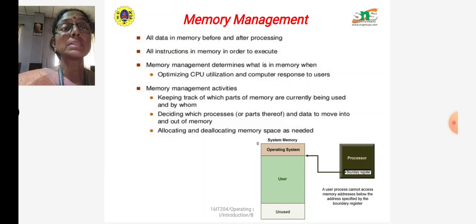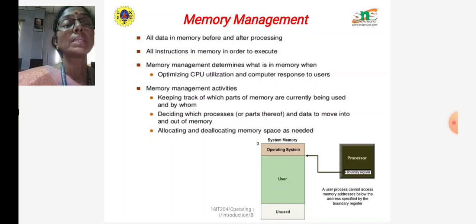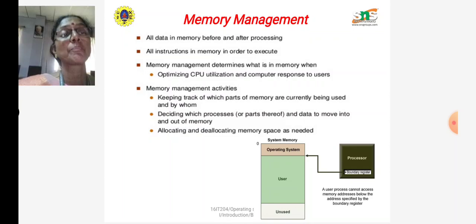Once a process is created, all the information about the process is maintained in the PCB, that is, the process control block, and that accounting information is also maintained by the operating system. I hope you understand the main activities of the operating system in terms of process and memory management. Thank you.